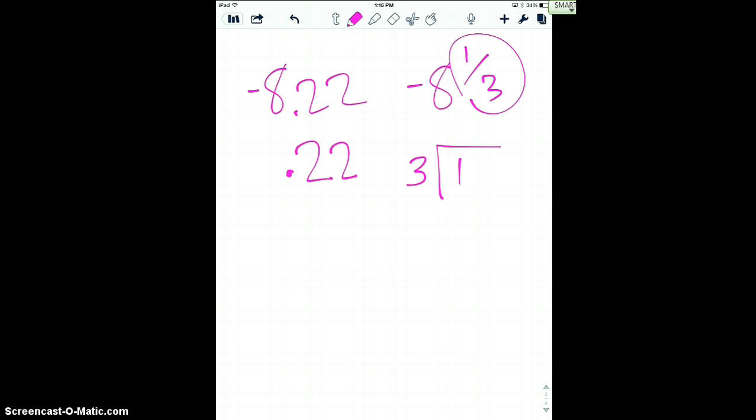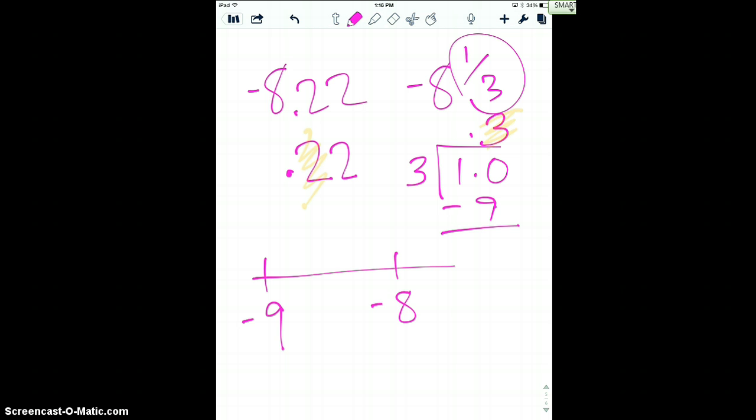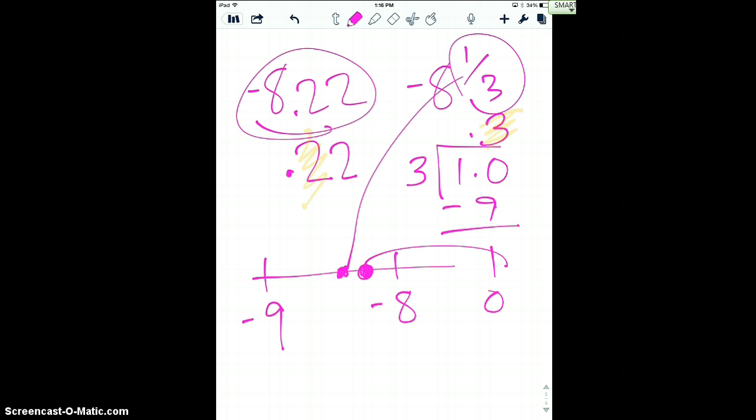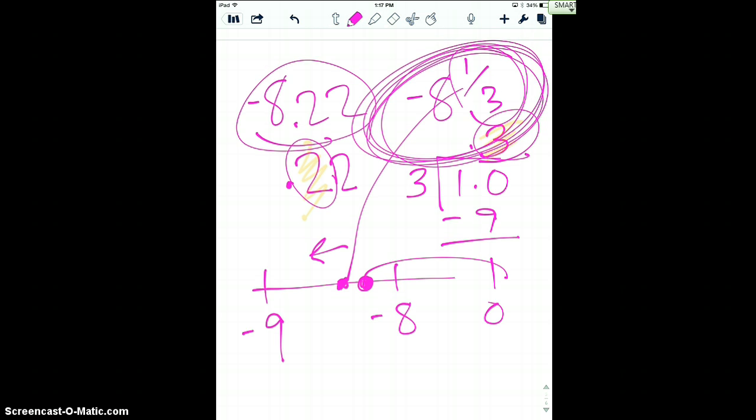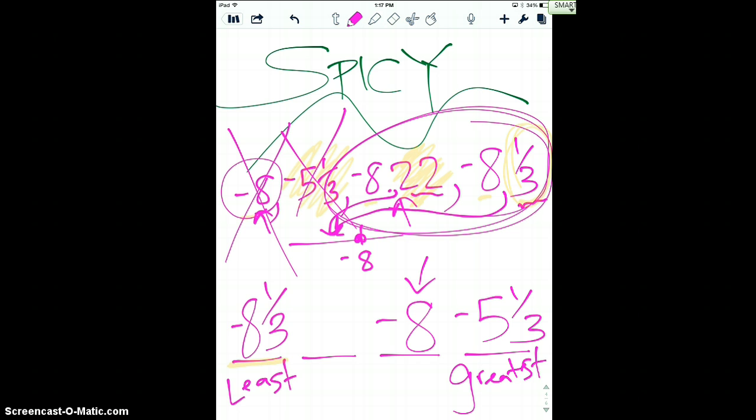So 1/3 divided out. Maybe you know this one off the top of your head. 3 goes into 10 3 times, and it doesn't go in perfectly, but you know what? I can stop because I can tell this 3 is bigger than the 2. So when I look on the number line between negative 8 and negative 9, negative 8.22 is closer to that 0 mark over here than negative 8 1/3. That's going to be right here. They're close to each other, but the 3 is bigger than the 2. So it's going to be farther away from 0 on the number line, meaning that negative 8 1/3 is going to be my least, my smallest, my farthest away from 0, with negative 8.22 taking that second place.